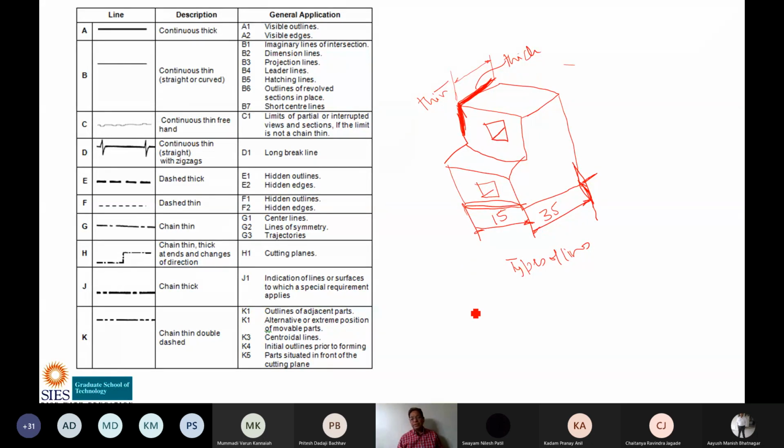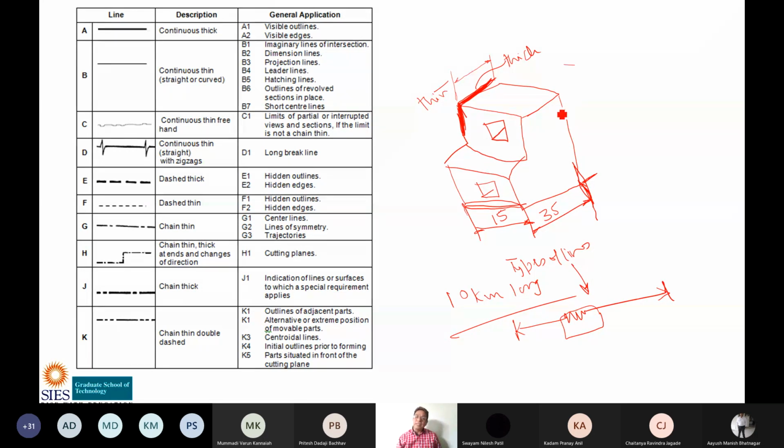Then I told you about bridges. If the bridge is 10 kilometers long, and I want to draw it on paper, then how can I draw 10 kilometers on a paper? Then I will have to use some notation which will tell that this bridge started from here, and somewhere from here, and it ends here. So I will use some notation here. That comes under types of line.